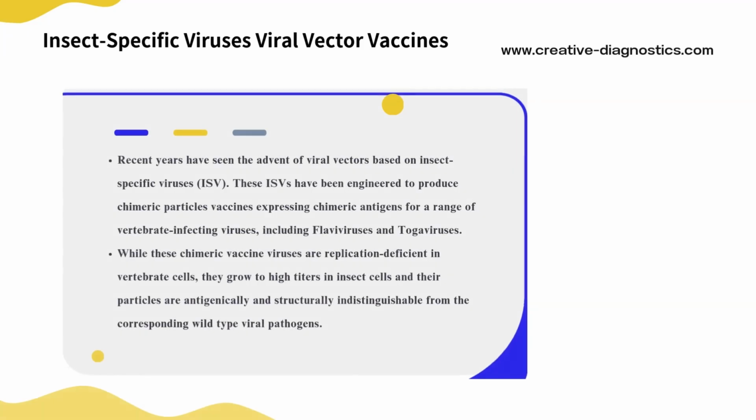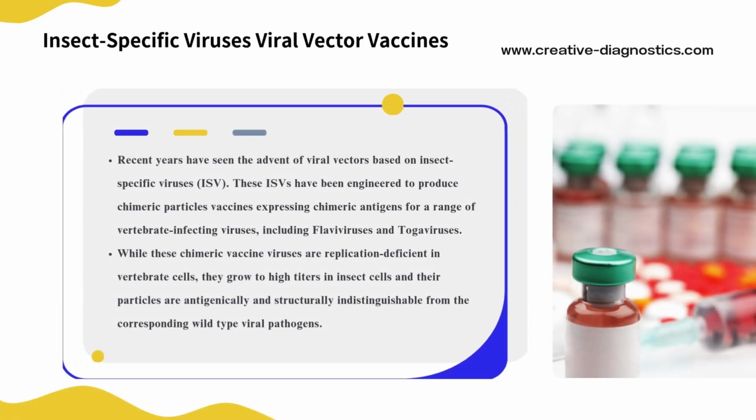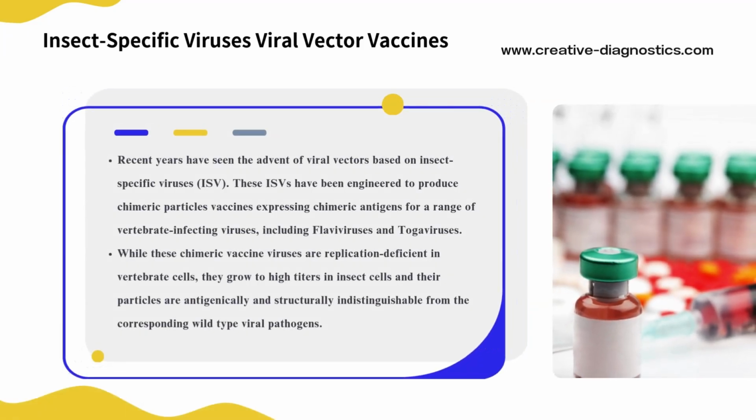Recent years have seen the advent of viral vectors based on insect-specific viruses (ISV). Several of these viruses belong to viral families associated with animal arbovirus pathogens, such as Flaviviridae, Togaviridae and Phenuiviridae, but their replication is typically restricted to insects only.